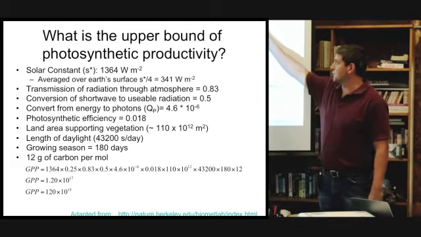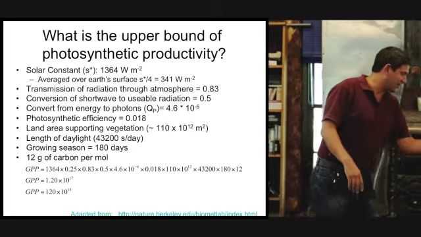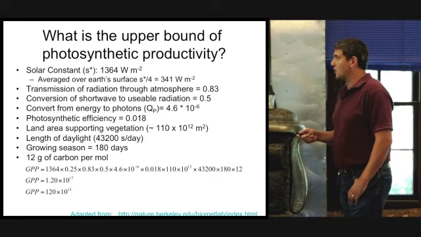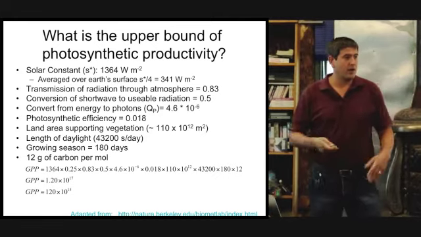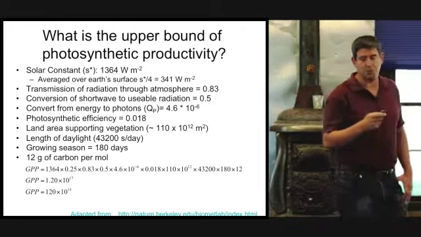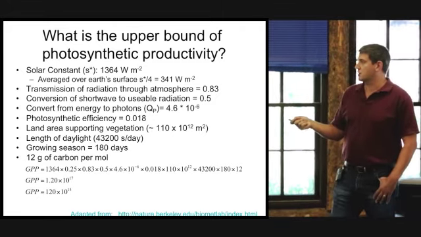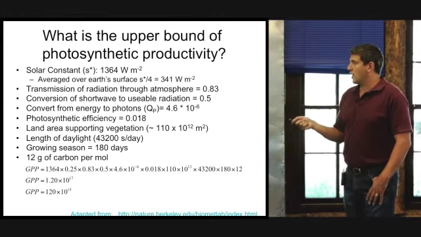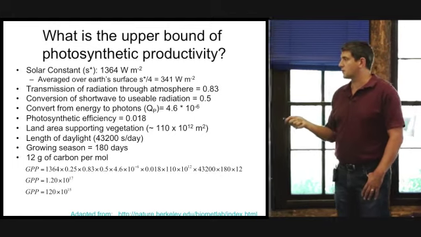So if you have the solar constant, which is a little over 1,300 watts per square meter, and you average this over the Earth's surface, because the Earth is a sphere, it works out to be about 341 watts per square meter of solar radiation at the top of the atmosphere. And then you assume that you're going to get some losses from transmission through the atmosphere. And of course, not all this radiation is usable. So only about half of it's usable via photosynthesis.